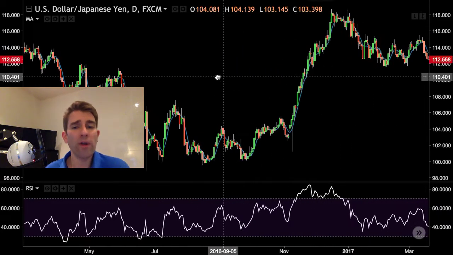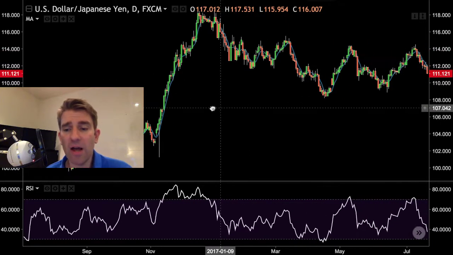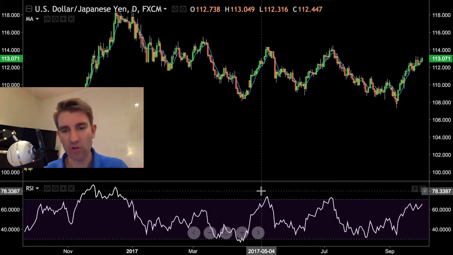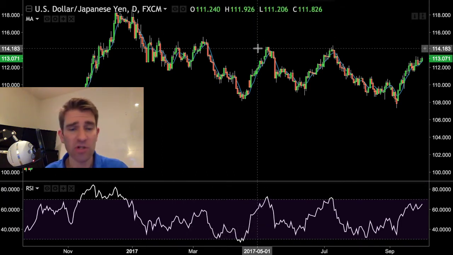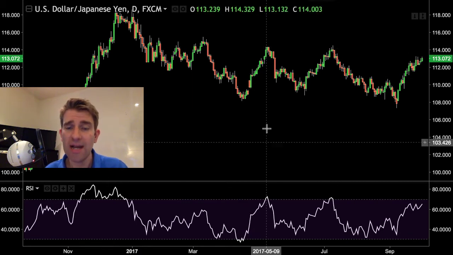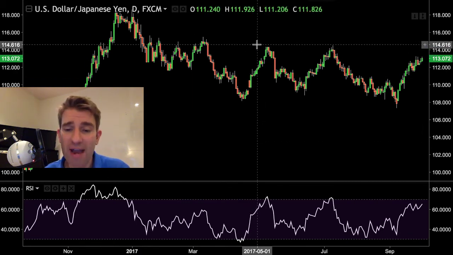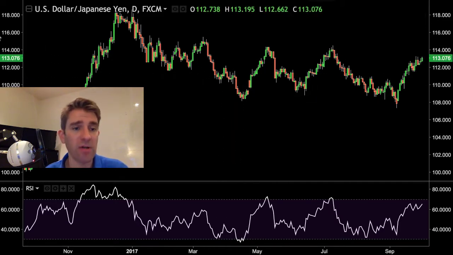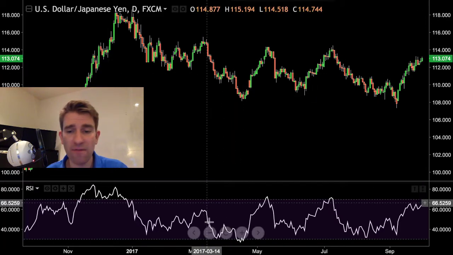Alright, so an example with an RSI would be something like, let's say that we're selling overbought conditions on RSI. So we're selling an overbought condition here on the US dollar JPY. Let's just get rid of this moving average so it's not so cluttered. And let's say we're going to stay in the trade until the price crosses the midpoint of the RSI. So we'd have a midpoint here at 50.